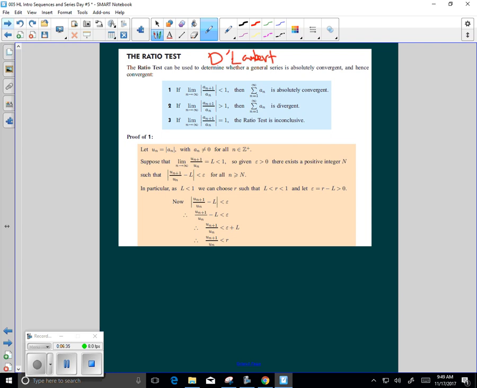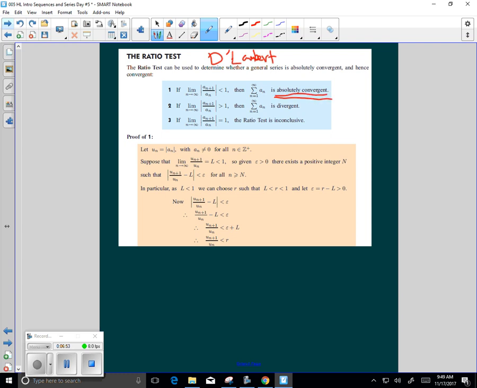And what he did is you can see the proof here using the formal definition, but essentially what happens is you take the next term over the previous term and take the limit as n goes to infinity. And if that ratio is less than 1, it's going to be convergent.